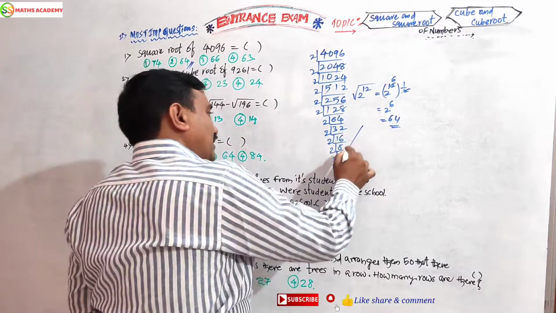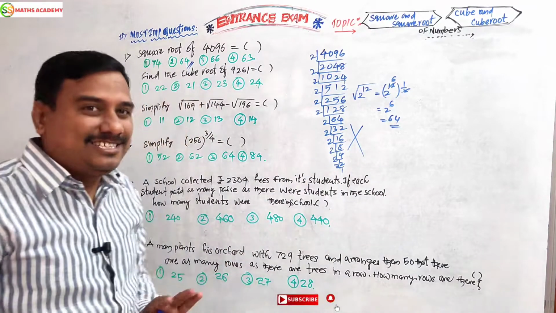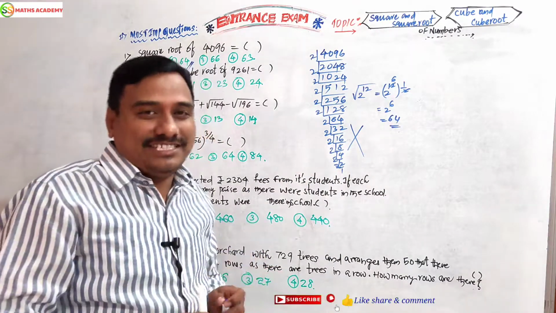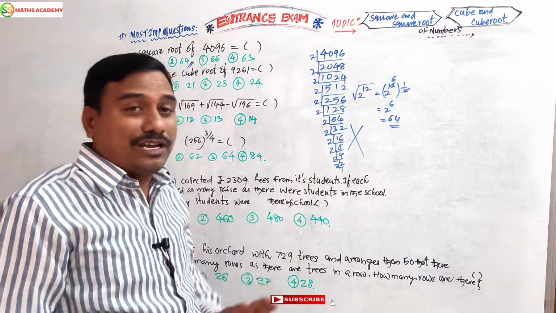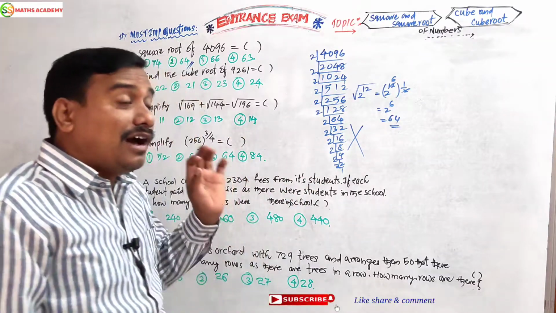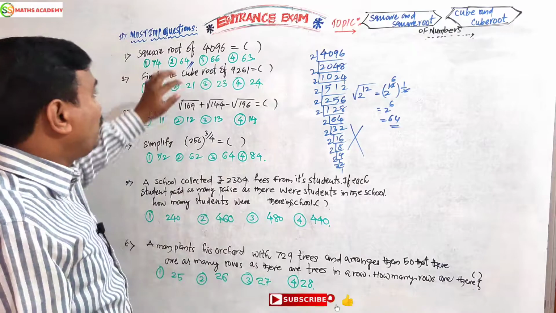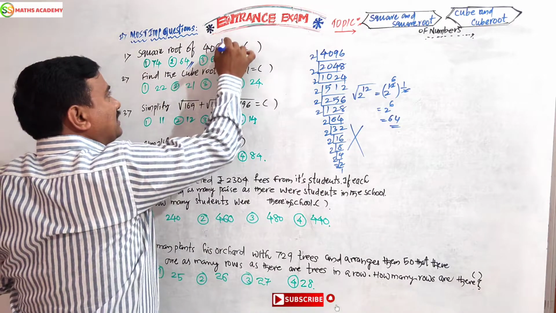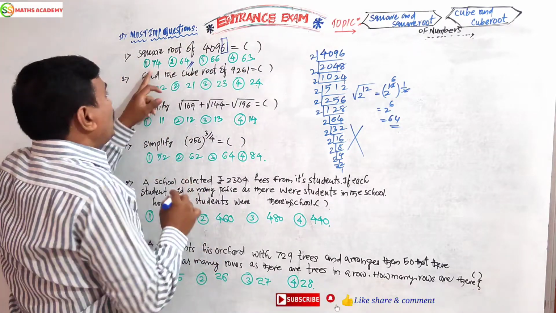But this is not a good way for a competitive exam. The traditional method is okay, but what about a competitive exam? Answer to the question: what is the unit digit here? 6. Unit digit 6. Here, what are the unit digits?